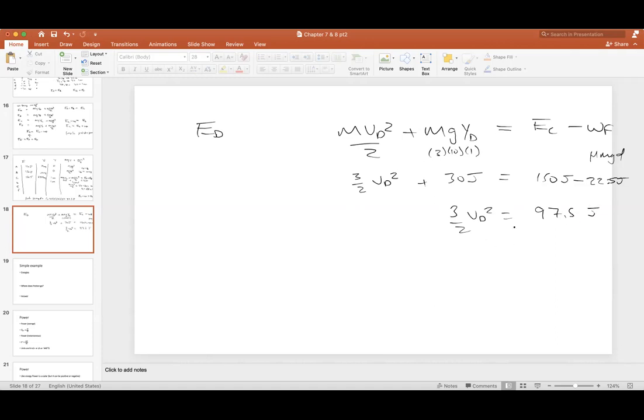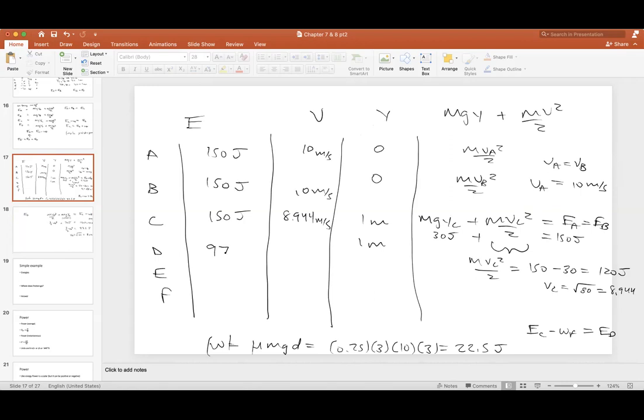And if I multiply that by 2, divide it by 3, I get that VD is square root of 65, which is 8.06 meters per second. But before I move that over, what is the energy at D? The energy at D is 97.5 joules. It's EC minus the work of friction. So 97.5 joules and 8.06 meters per second.